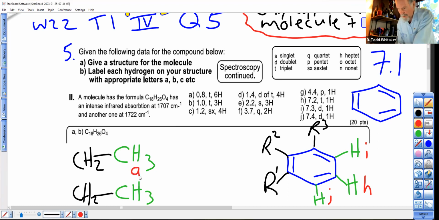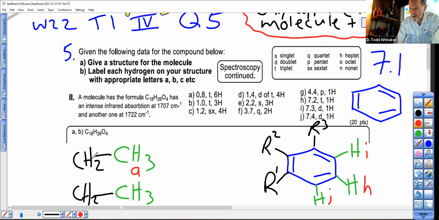Put an A between those green H's. They fit perfectly. They're RCH3, that gives you a peak at 0.8. They're a triplet because they have 2 neighbors. 2 plus 1 is 3, triplet. And there's 6 H's that are chemically the same.